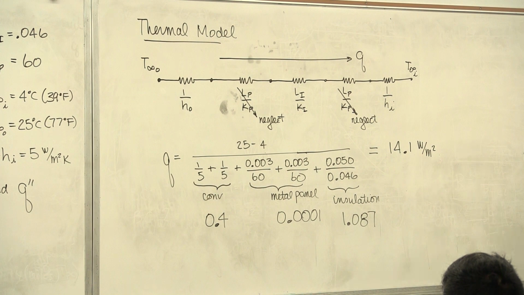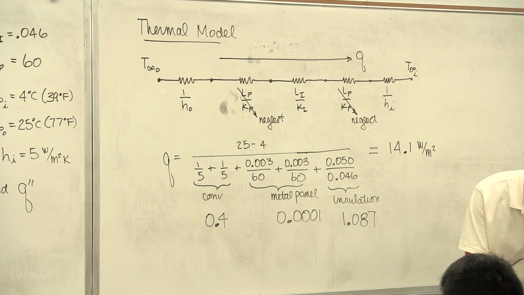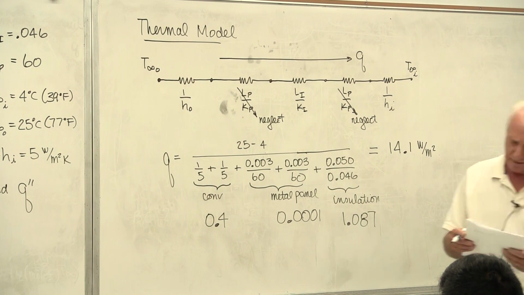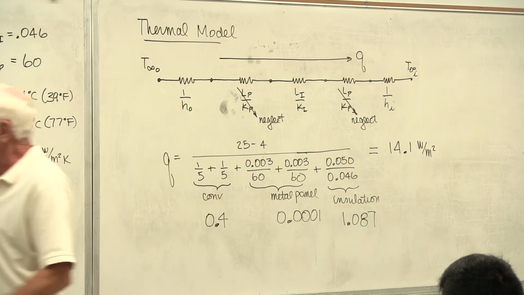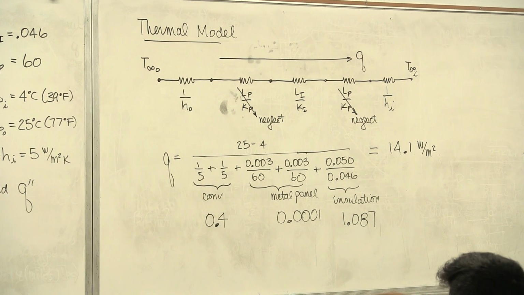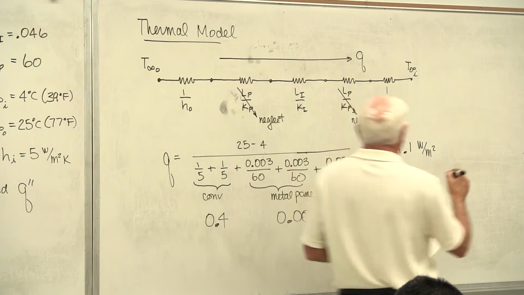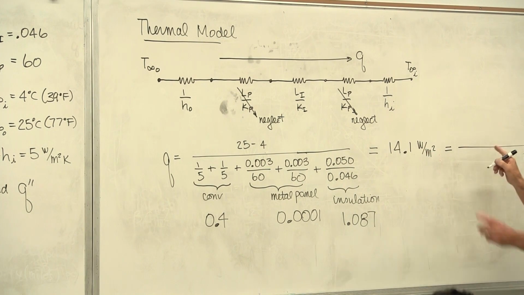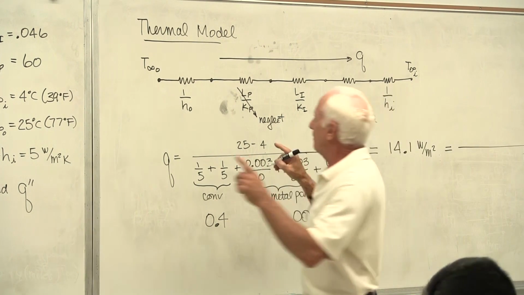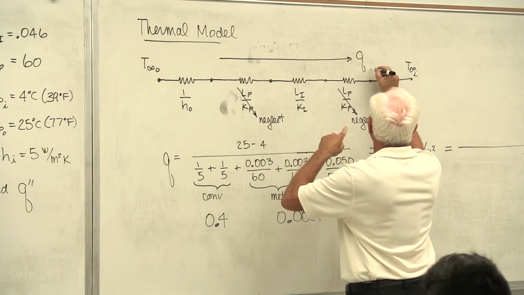So yeah. Just for your own information, let's see what the inside temperature of the refrigerator wall is. I did say find TI. There's TI. Okay. There it is, 14.1. I want to find TI. Okay, where is TI? On the inside, it's right here. There's TI.